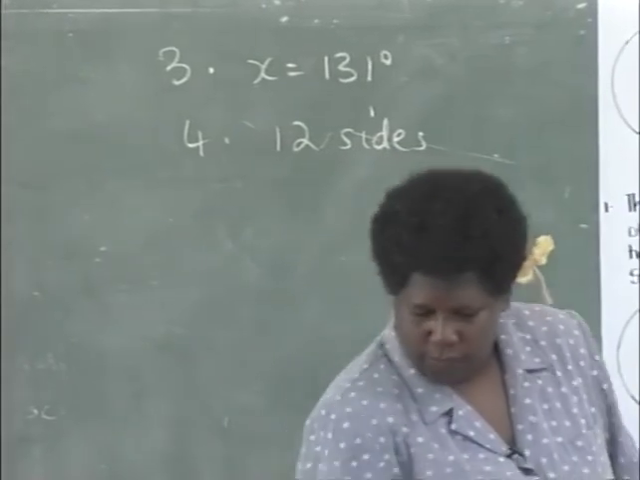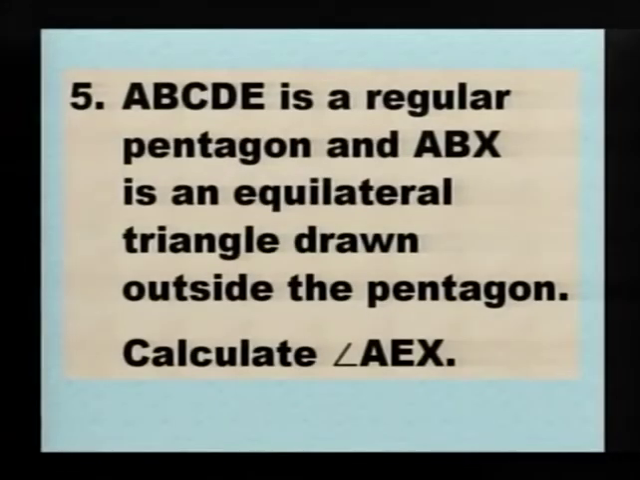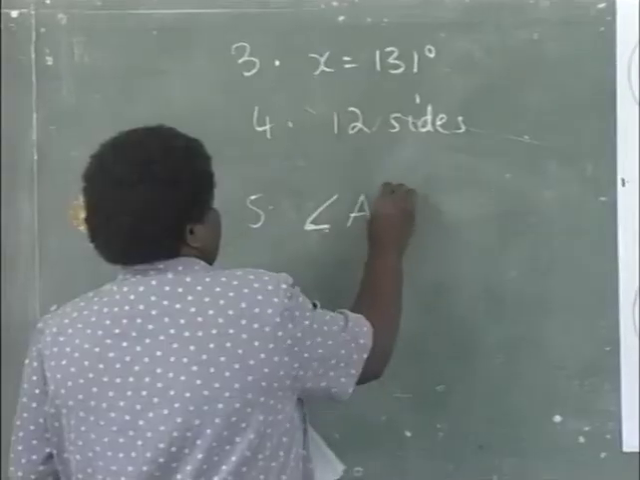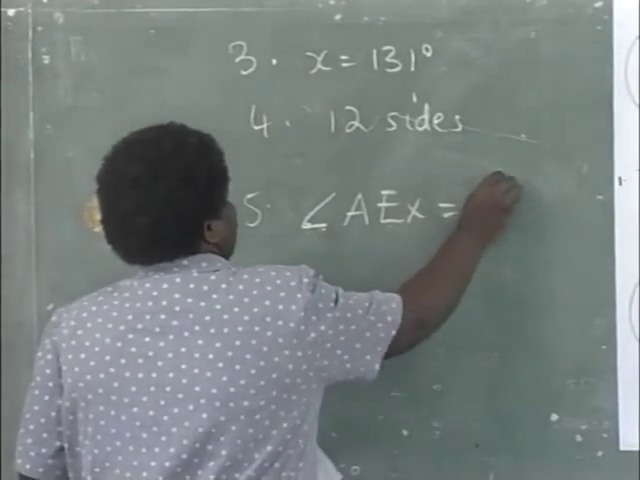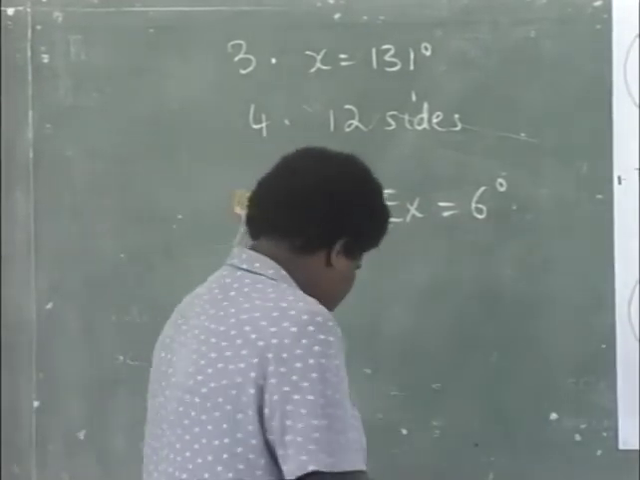Okay, the last one we are going to do orally now. ABCDE is a regular pentagon and ABX is an equilateral triangle drawn outside the pentagon. You have to calculate angle AEX. Miriam. Angle AEX is equal to 6 degrees. Good. Angle AEX is equal to 6 degrees.